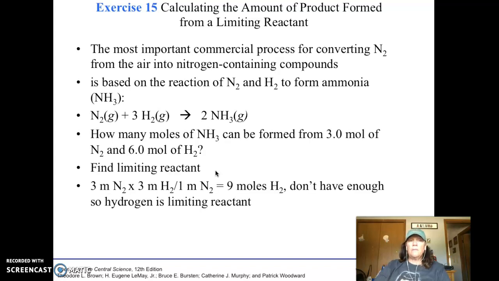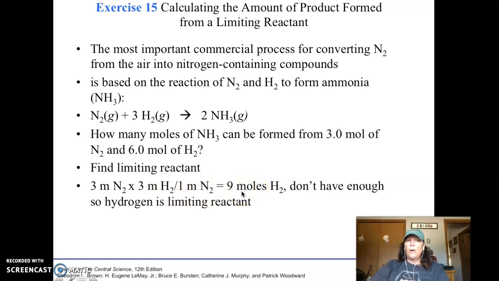So to find my limited reactant, I'm going to take my 3 moles of nitrogen and do a mole ratio. I'm going to put moles of nitrogen on the bottom, what I'm trying to get rid of, and moles of hydrogen, what I'm trying to find, on top. And this 3 and this 1 come from my balanced equation. It's my mole ratio. And that gives me 9 moles.